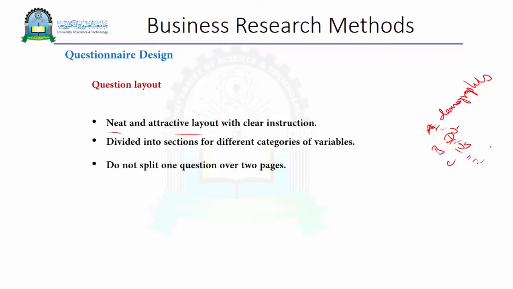Do not split one question over two pages because it's going to be answered twice, and it's not going to be understood by the respondents. Make the layout short, brief, and simple. Do not use long questions. Also, the questionnaire must mostly not exceed 60 to 70 items.